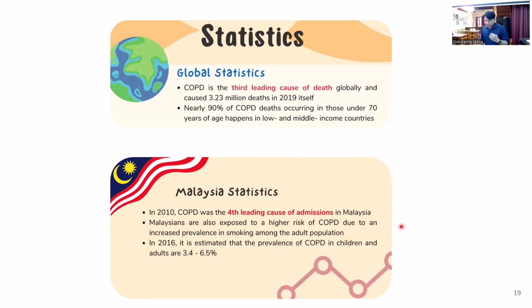Nearly 90% of COPD deaths occur in people under 70 years of age and happen in low and middle income countries, which is our country. Malaysia stated that in 2010, COPD is the fourth leading cause of admission in Malaysia, and they are expected to have a higher risk of COPD because of the high incidence of smoking. And in 2016, the estimated prevalence of COPD in children and adults is 3.4% to 6.5%.